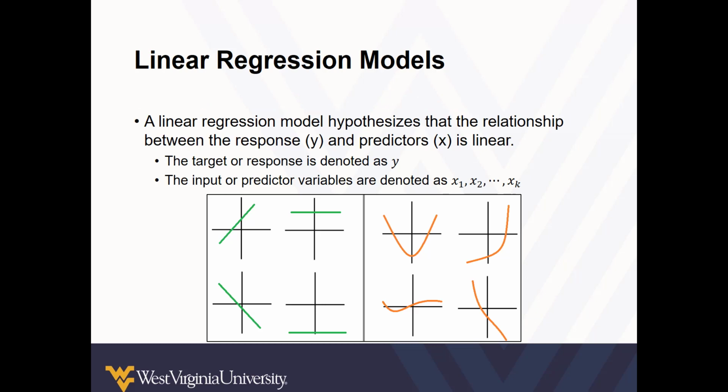So linear regression model hypothesizes that the relationship between the response, or y variables, and predictor, or x variables, is linear. In the pictured figure, the diagrams with green lines illustrate linear relationships. The diagrams with the orange lines illustrate nonlinear relationships.